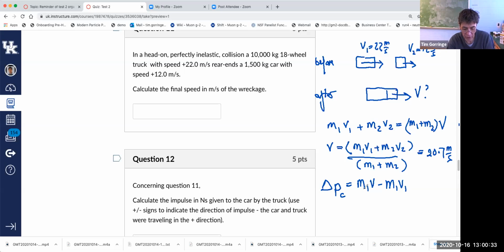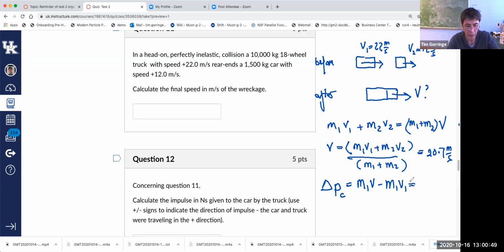And the car's final momentum is m1v, and initial momentum is m1v1. And again, we now know all these numbers. We know the mass of the car. We know the initial and final velocity of the car. So I can plug them all in. And I'm not going to write them all out.